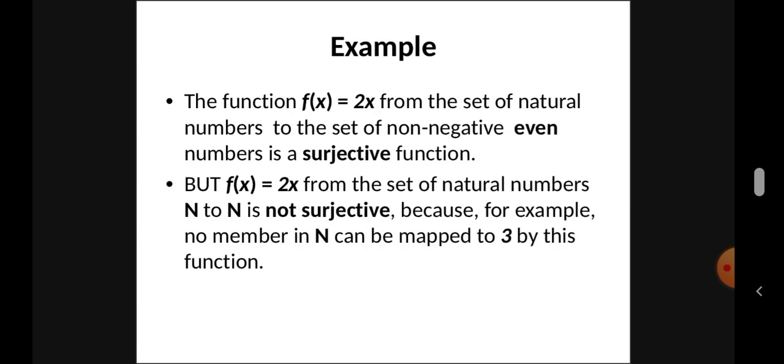Example, the function f of x is equal to 2x from the set of natural numbers to the set of non-negative even numbers is a surjective function. But f of x is equal to 2x from the set of natural numbers N to N is not surjective because, for example, no member in N can be mapped to 3 by this function. Okay.